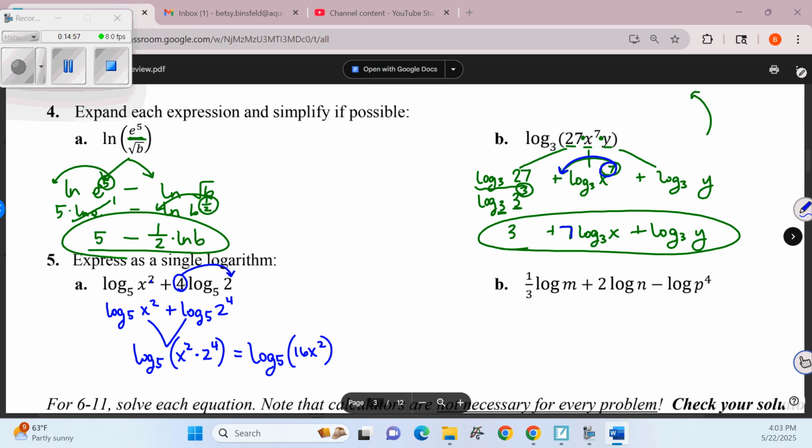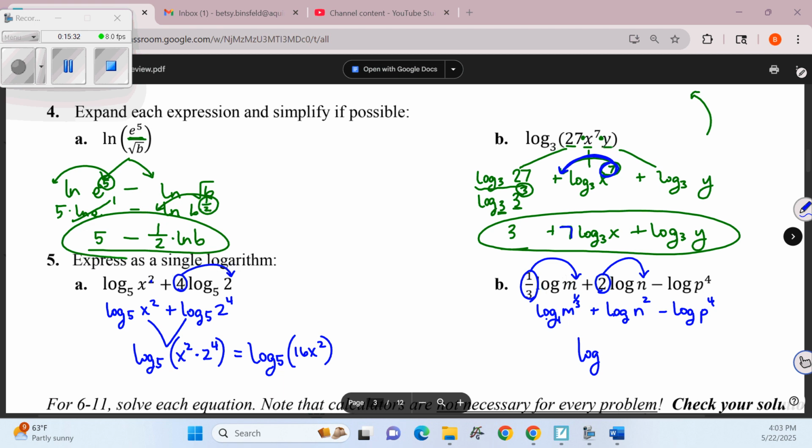In this next one, again, if our last move up above was to bring that 7 down front, then when we're reversing the process, that should be the first thing we do: put any exponents back up in the exponent position. So if there's a coefficient down front. So that's log of m to the 1/3 plus log of n squared minus log of p to the 4th. So again, there's 3 separate logs here. We're going to combine them into a single log.